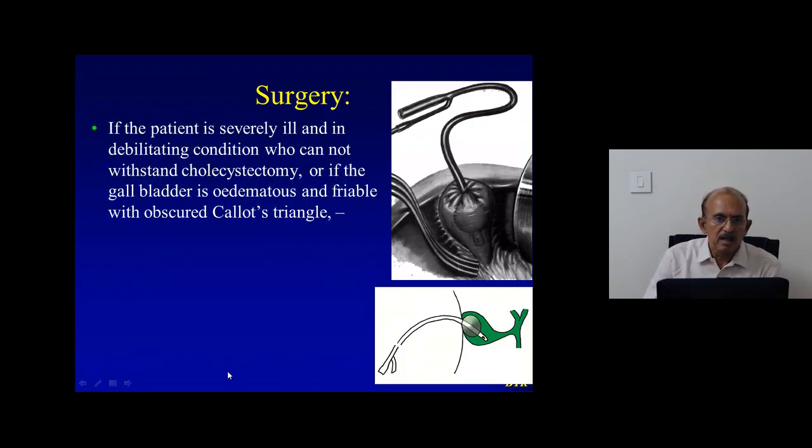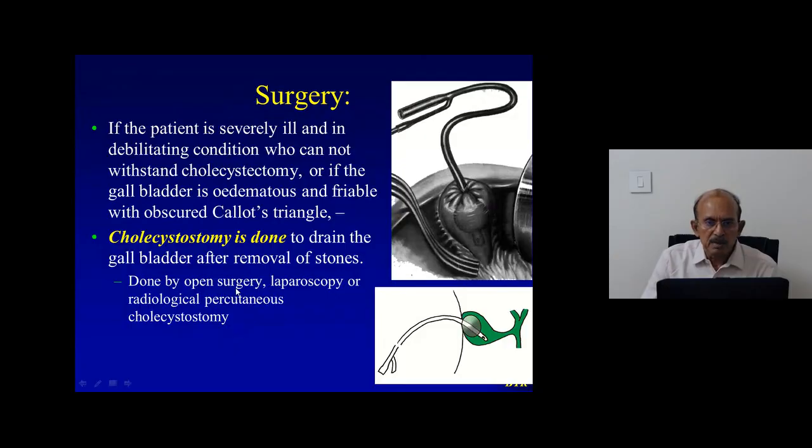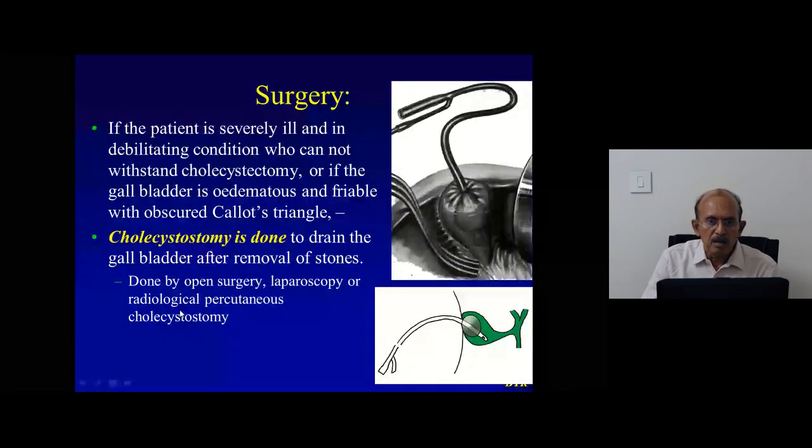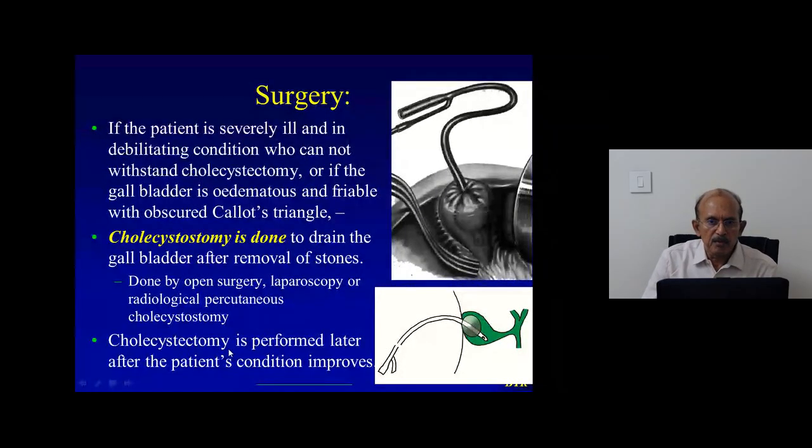If the patient is severely ill and in a debilitating condition and cannot withstand cholecystectomy, or the gallbladder is edematous and friable with an obscured Calot's triangle, then cholecystostomy is done to drain the gallbladder after removal of the stones. It is done by open surgery, laparoscopy, or by radiological percutaneous cholecystostomy. Cholecystectomy is performed later after the patient's condition improves.